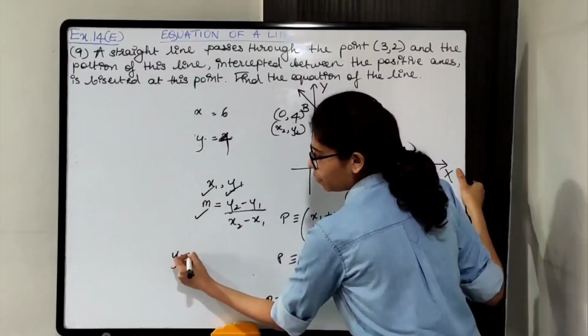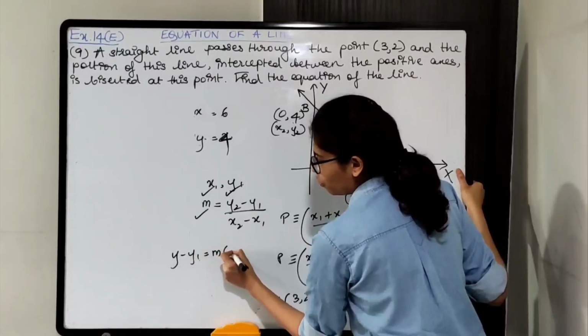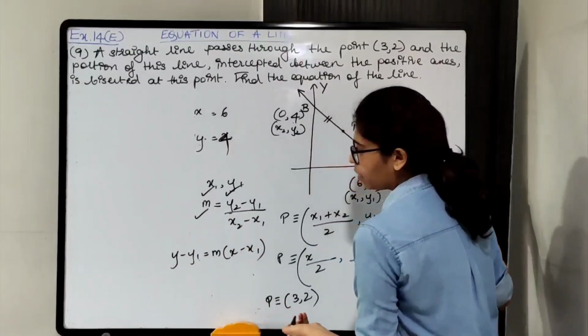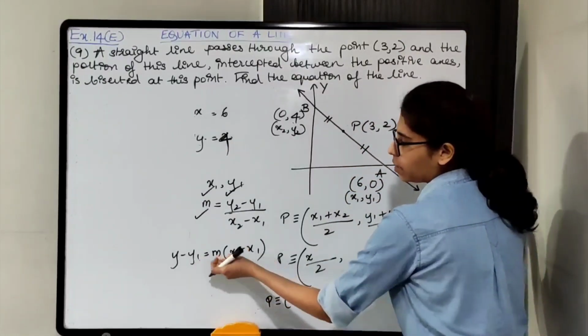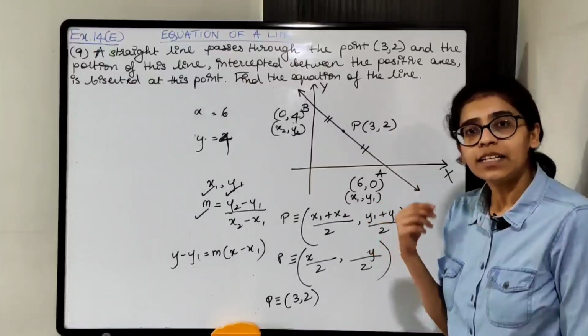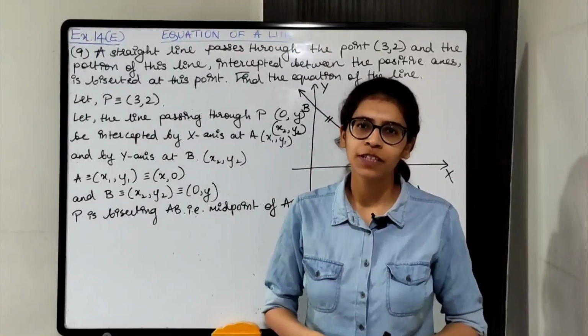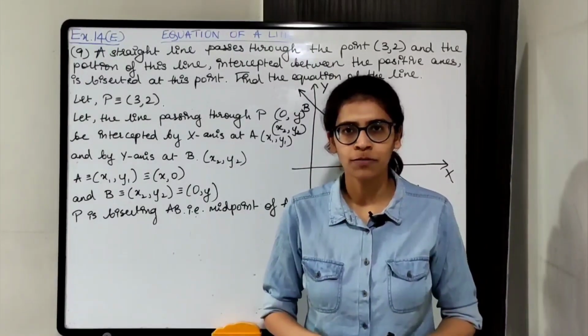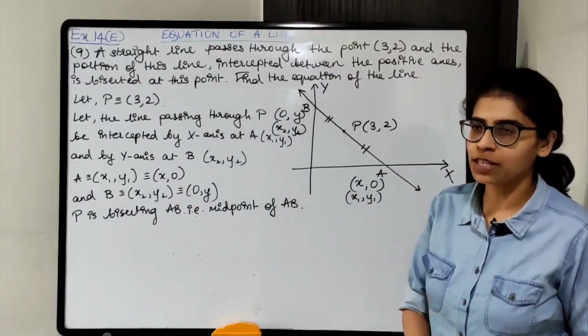You can easily frame the equation of the line. Put the values of x1, y1 and m. Okay, so it's very easy. Let us solve now. Draw the figure first and then start with the solution. So we'll write down a few statements.